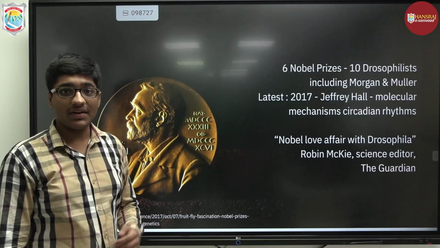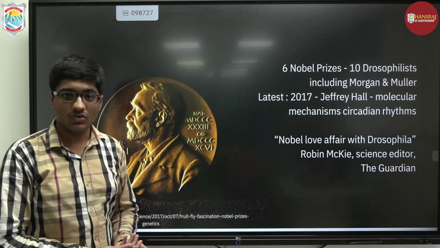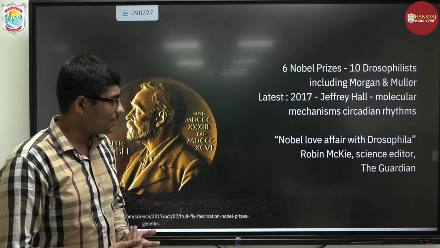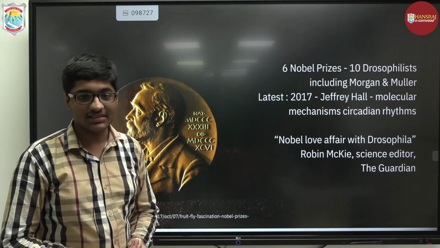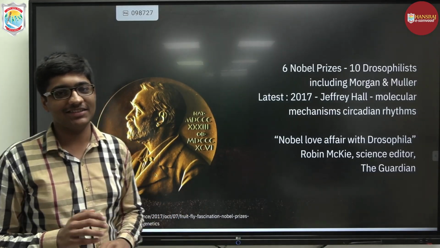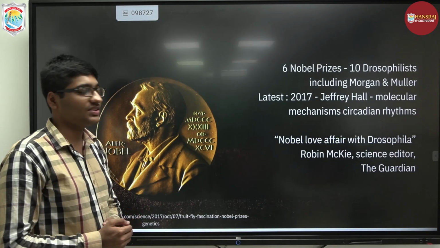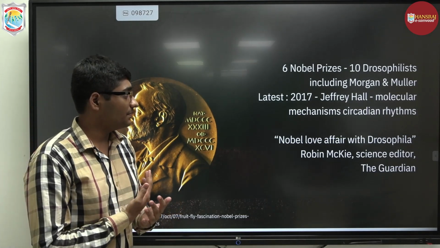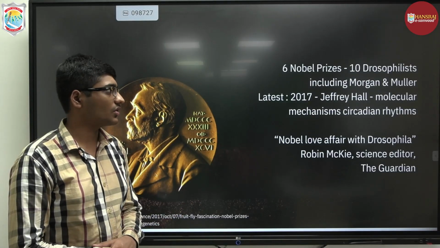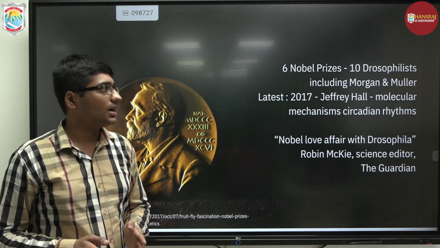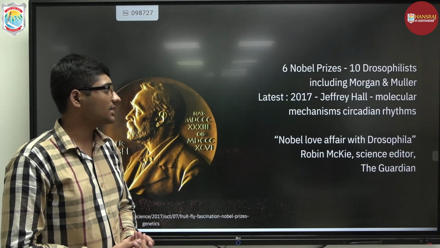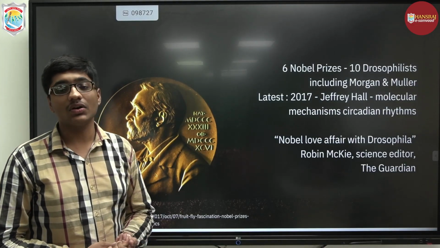Okay. Now we have talked about why Drosophila is such a robust model organism. Now I would like to mention that Robin Mackey, a science editor at the Guardian, says there is a noble love affair between Drosophila and Nobel prizes, not the Alfred Nobel. This is because many Drosophilists have been working tirelessly for hundreds of years on Drosophila. Ten Drosophilists have been awarded 6 Nobel prizes, which include T.H. Morgan, Muller, and the latest one in 2017, Jeffrey Hall.